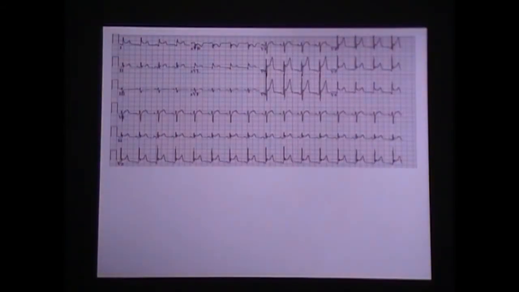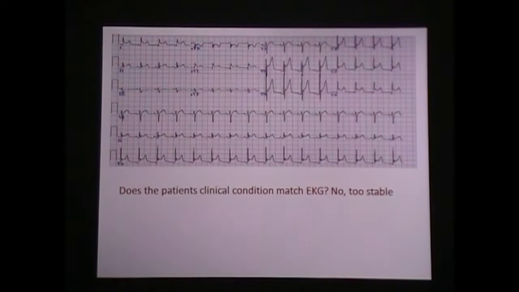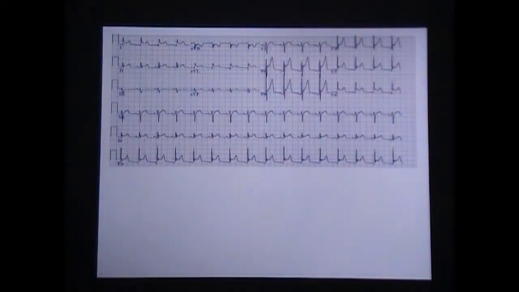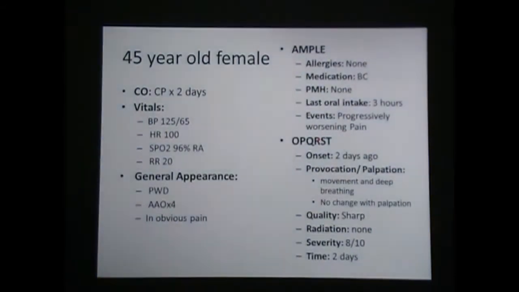So when you're looking at this, here's a cheat sheet if you want. What's your overall impression? And there's elevation all the way throughout. Okay. Does the patient's condition match this EKG? Are they too stable or are they sick, based on the previous slide? She's stable, progressing towards sick. Okay.